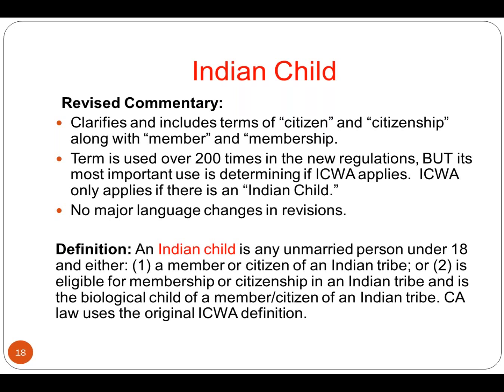Now, there are no major changes in the definition, but just as a reminder, it says that an Indian child is any unmarried person under 18 who is either a member or citizen of an Indian tribe or is eligible for membership or citizenship in an Indian tribe and is the biological child of a member or citizen of an Indian tribe.